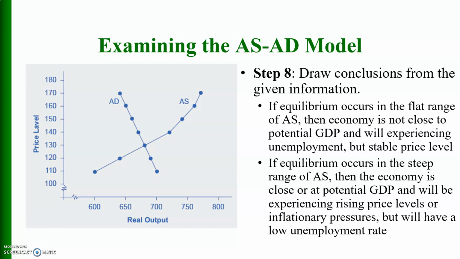If equilibrium occurs in the flat range of AS, then the economy is not close to potential GDP and will be experiencing unemployment but a stable price level. If equilibrium occurs in the steep range of the aggregate supply curve, then the economy is closer to potential GDP and will be experiencing rising price levels or inflationary pressures but will have a low unemployment rate.